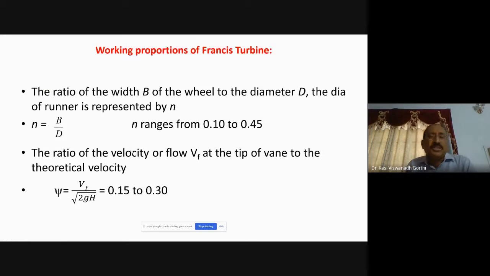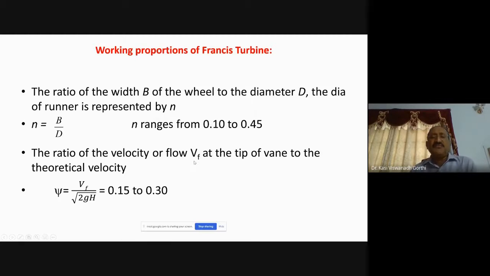Then the working proportions for this Francis turbine. The ratio of width B of the wheel to the runner diameter D would be represented by N, which is called the breadth ratio. The breadth ratio, N, is equal to B by D. The value of N may usually range from 0.1 to 0.45 for the design considerations.